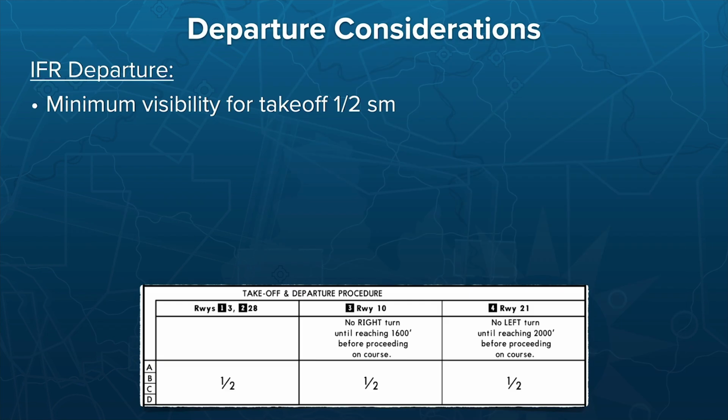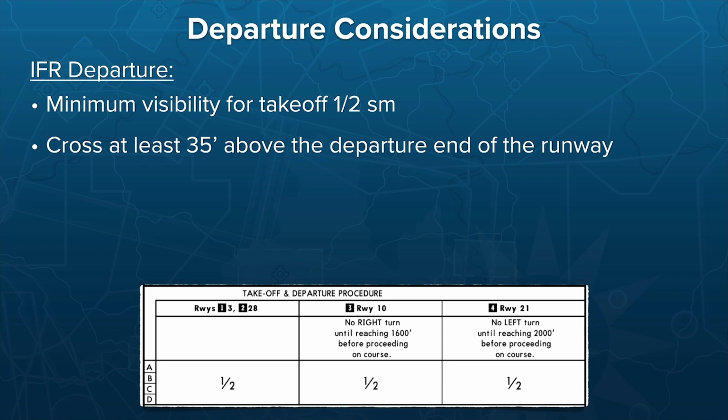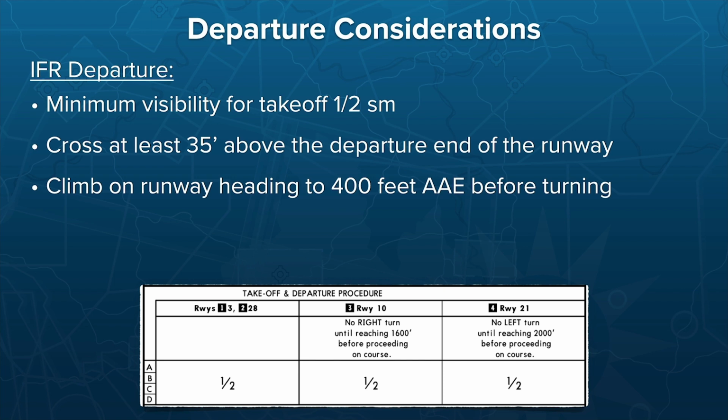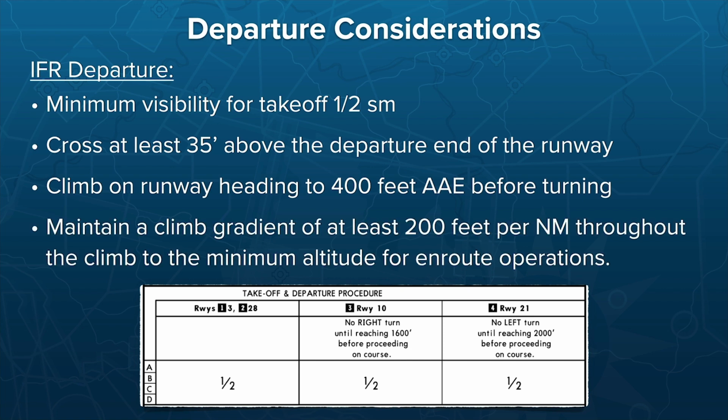And so let's look at some of the departure considerations. So for an IFR departure, first of all, minimum visibility for takeoff, half mile. You need to cross at least 35 feet above the departure end of the runway. Climb on runway heading to 400 feet above airport elevation before turning. And maintain a climb gradient of at least 200 feet per nautical mile throughout the climb to the minimum altitude for en route operations.